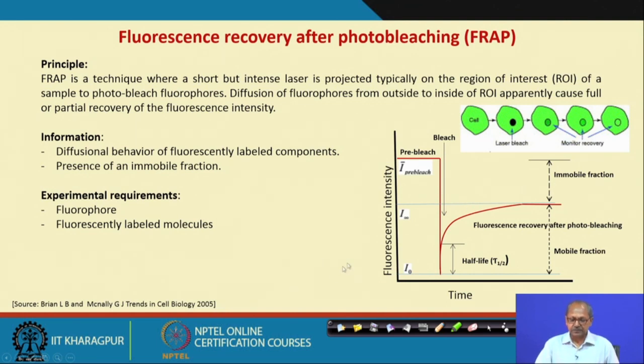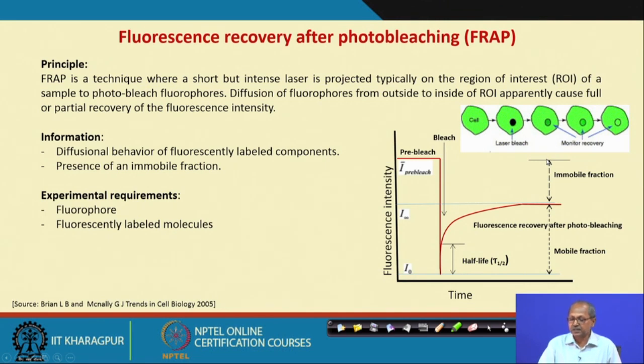This is plotted with fluorescent intensity on the y axis and time on the x axis. The previous intensity is I prime, the pre-bleach intensity. When you bleach the region of interest, the fluorescent intensity decreases to what we call I 0. Then it is allowed to recover in the ROI after a long time, and this is called I infinity. The time required to recover half of the fluorescent intensity is called T half. From this point to this point is the mobile fraction in the membrane, and from this point to this point is the immobile fraction.